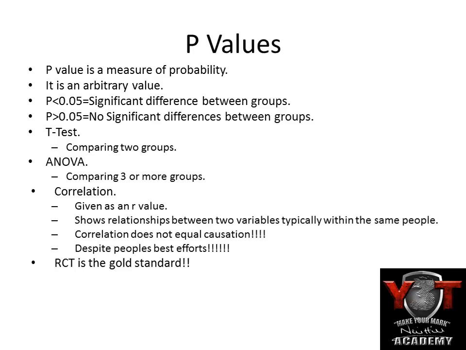So I'll move on to correlation now, and this gives us an R value, and it shows the relationship between two variables, and this is typically within the same person. An example would be, let's say, high jump height versus long jump height. But correlation does not equal causation. So you'll say there's a correlation between one variable and another.